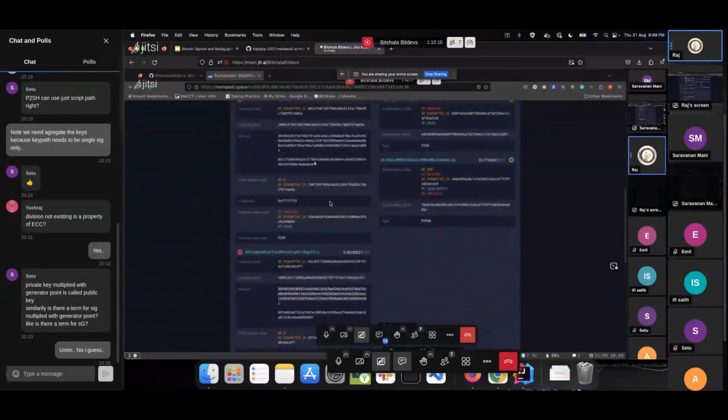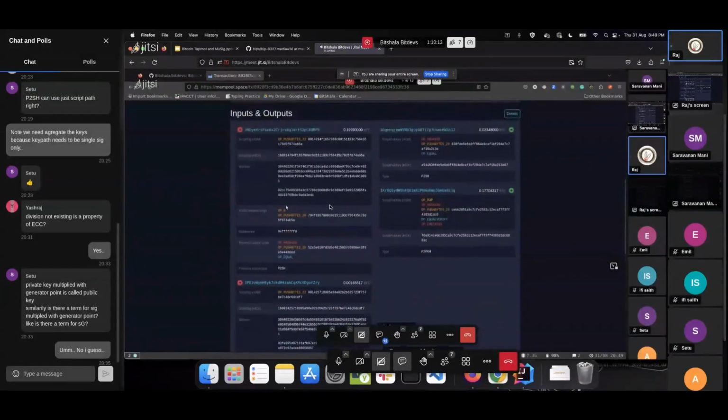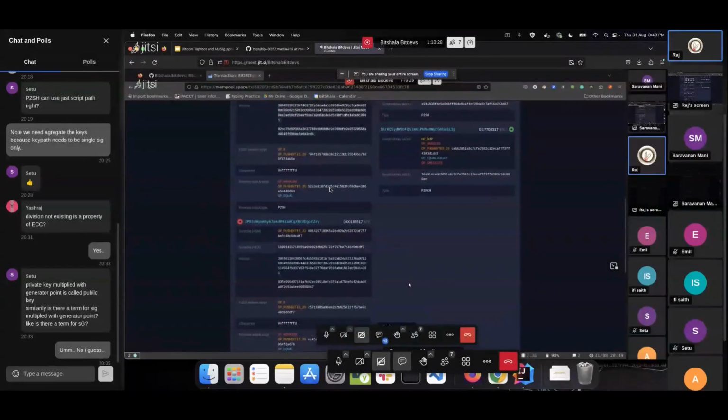So this is available for every transaction out there, right? Inside this witness, you can find the signature and the public key, and the message is implicitly calculated from this whole transaction data. And so yeah, that's how it works.